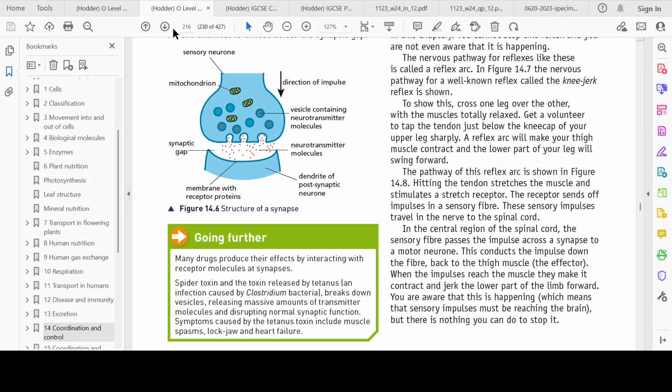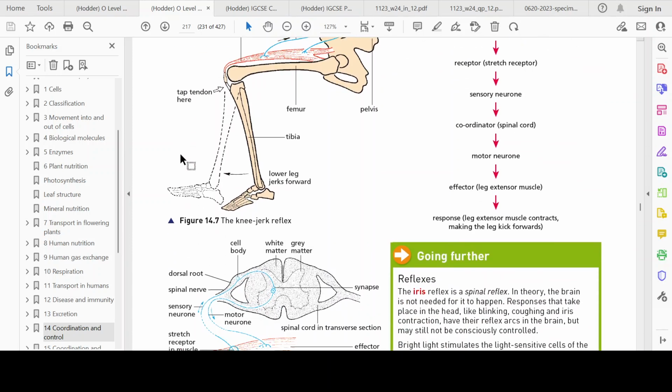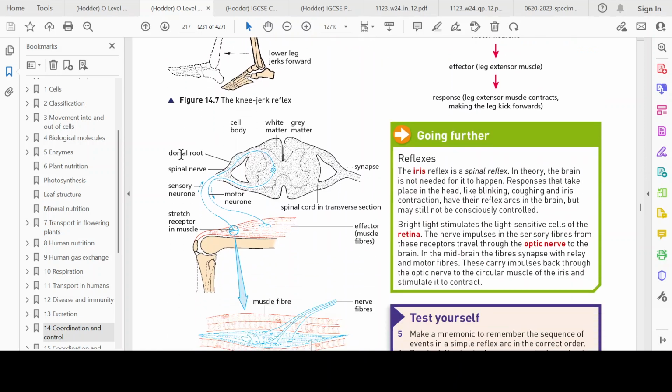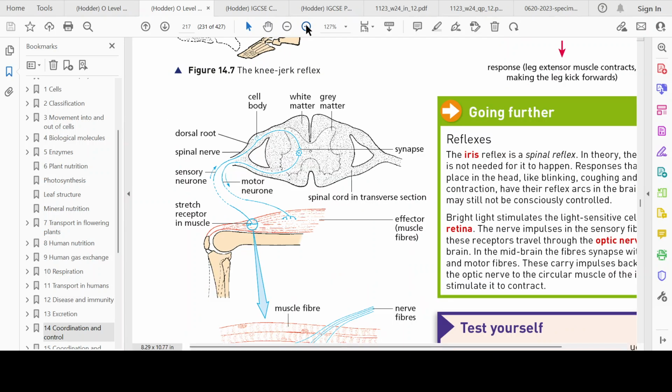So the pathway for this is like this, right? So they're showing the muscle over here, right? You tap the tendon, it sends a signal, it comes back, it has an effect on your thigh muscle, and you move it forward. More generally, right, whether it's the arm or the leg, this is what it looks like.